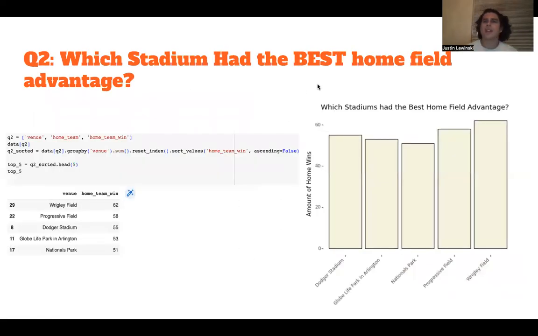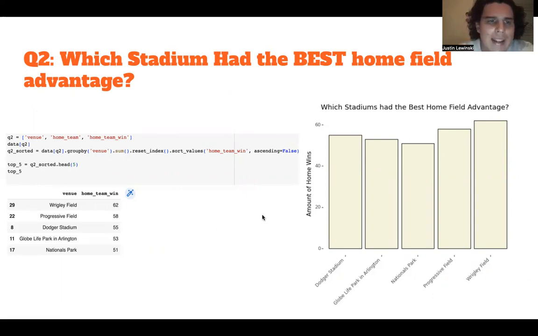Question 2, which stadium had the best home field advantage? What teams, when they were home, were winning. Let me tell you, the Chicago Cubs in 2016, they were winning when they were playing at home. 62 home wins, 4 clear of the next best, which was Progressive Field. As you can see, the Cubs had a great year, and you're about to see. It just goes to show interpretively just how good they were from a baseball fan perspective.